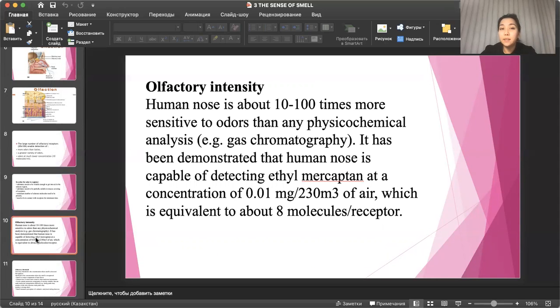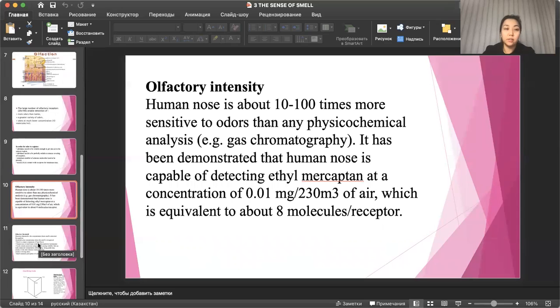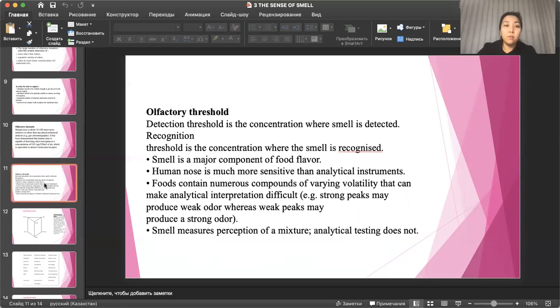So olfactory intensity: the human nose is about 10 and up to 100 times more sensitive to odor than any physical chemical analysis, for example, gas chromatography. It has been demonstrated that the human nose is capable of determining ethyl at a concentration of 0.01 milligrams in the air, which is equivalent to about 1 molecule per receptor. Here on the olfactory threshold, the detection threshold is the concentration where a smell is detected.